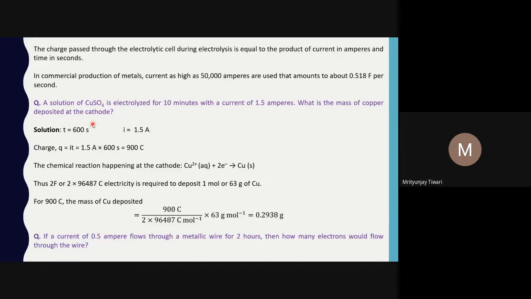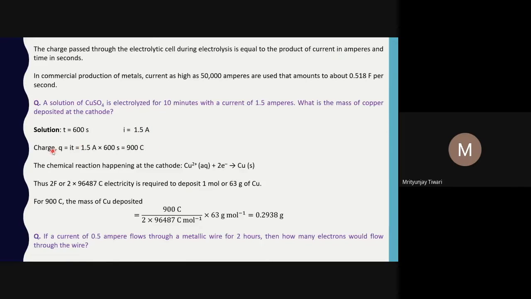So let us now take a few numerical problems. A solution of copper(II) sulfate is electrolyzed for 10 minutes with a current of 1.5 amperes. What is the mass of copper deposited at the cathode? The time that is given is 10 minutes. 10 minutes is equal to 10 into 60 seconds, so 600 seconds. Current is equal to 1.5 ampere, that is given.